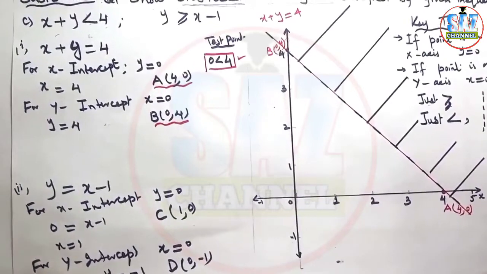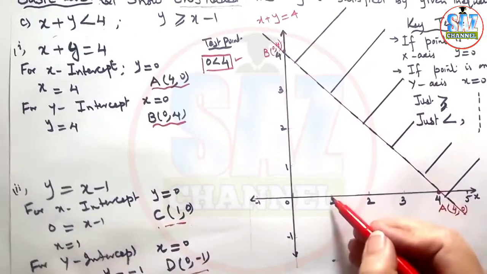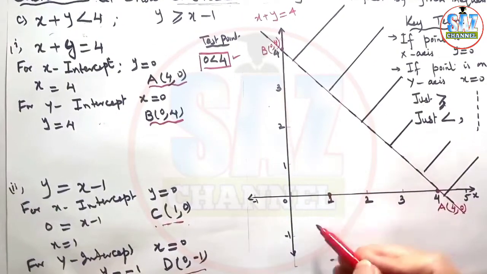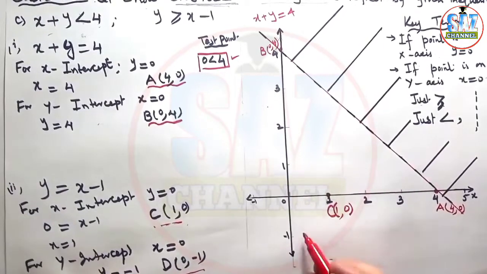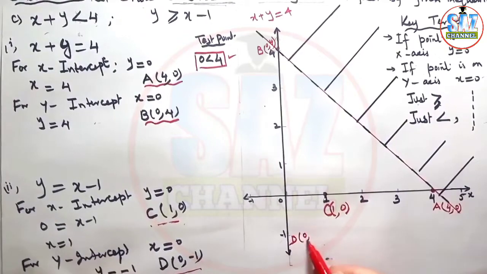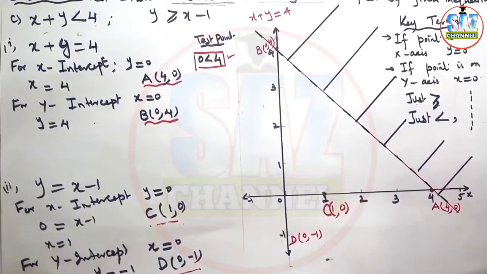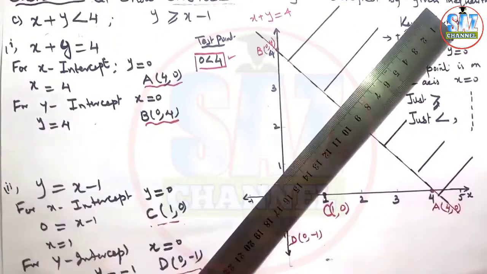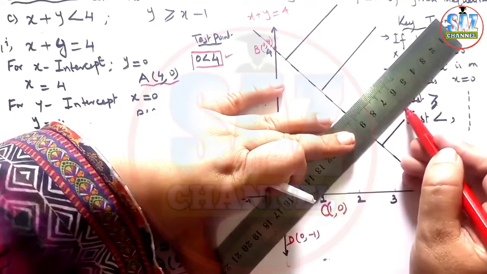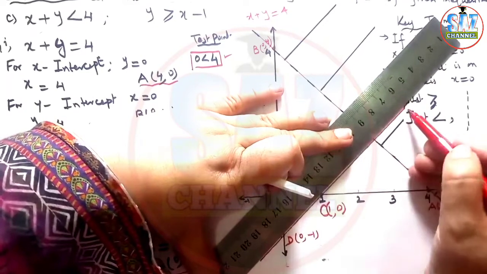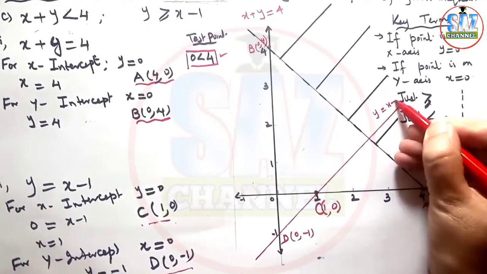Again, plot these points on the graph paper. C is 1 with 0, so it will be coming on the x-axis, 1 with 0, C. And D, 0 with minus 1. Again draw the line that will pass through these 2 points, and label it. This is y equals to x minus 1.